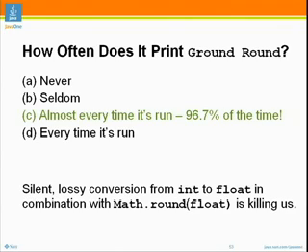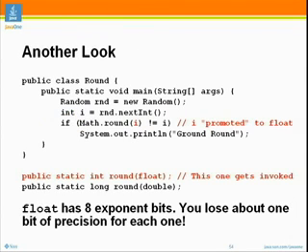It turns out, the intuition here is that there is a silent, lossy conversion from int to float, and that, in combination with the fact that math.round of float is the method that is invoked, is killing us. So let's take another look at it. The problem here is when we call math.round of i, an integer, there is no method defined in math called round that takes an argument whose type is integer. There are two overloadings defined, round of float and round of double, and the float one is the one that gets invoked.